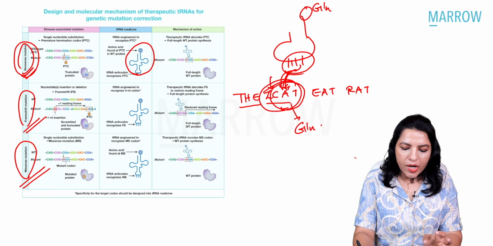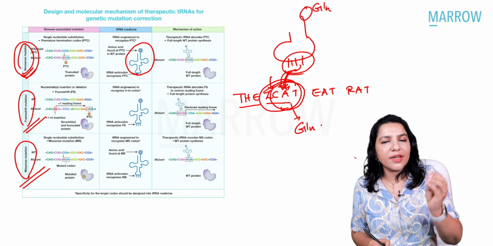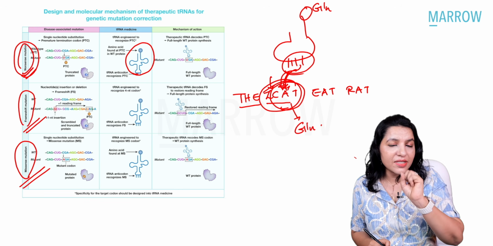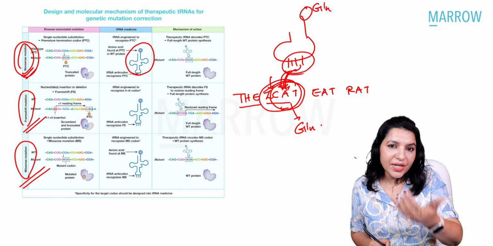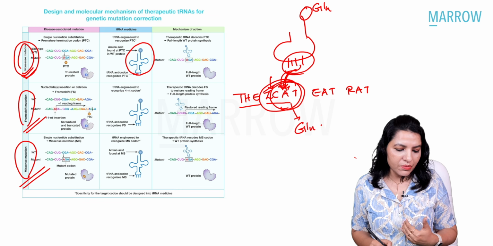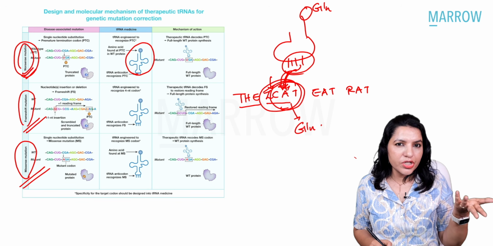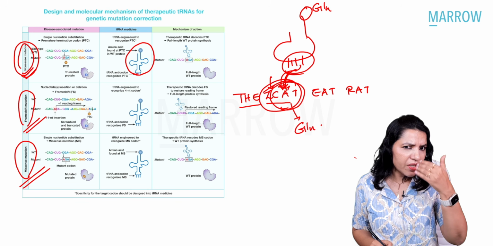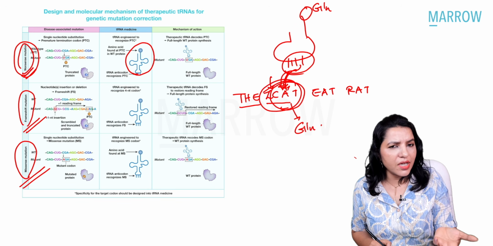So this will go and bind here, which means there is no frameshift. Again, this is a medicine, a tRNA medicine that we can use for the treatment. Then missense mutation. Missense mutation can also be corrected using the same tRNA.